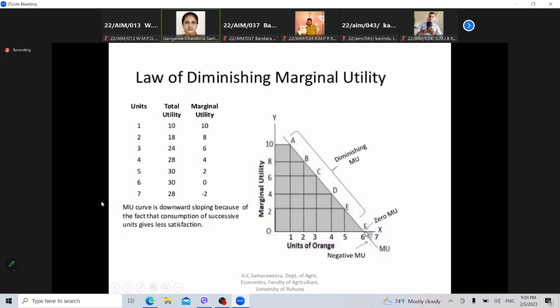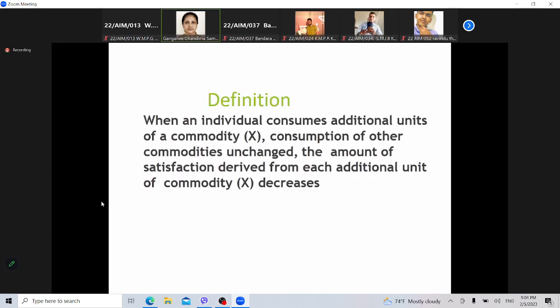Understood that graph clearly? Yes, ma'am. Okay, you can add any figures, any examples, but the concept is like this. When adding units, your utility is gradually decreasing. Your satisfaction is gradually decreasing. So the definitions you don't need to remember, but just remember the meaning.